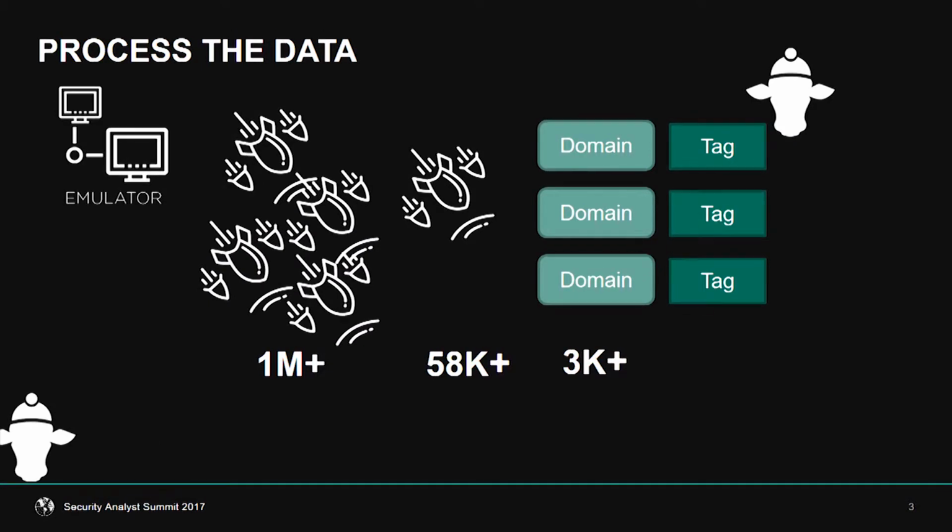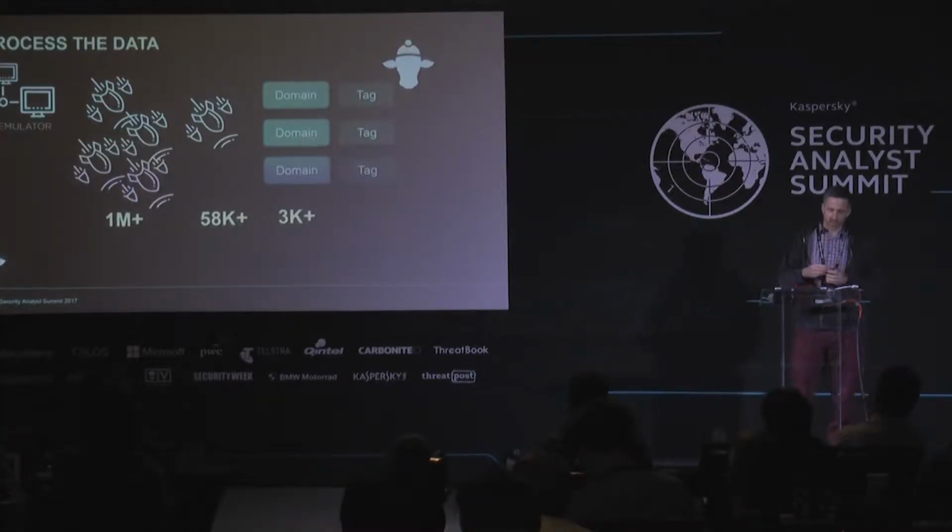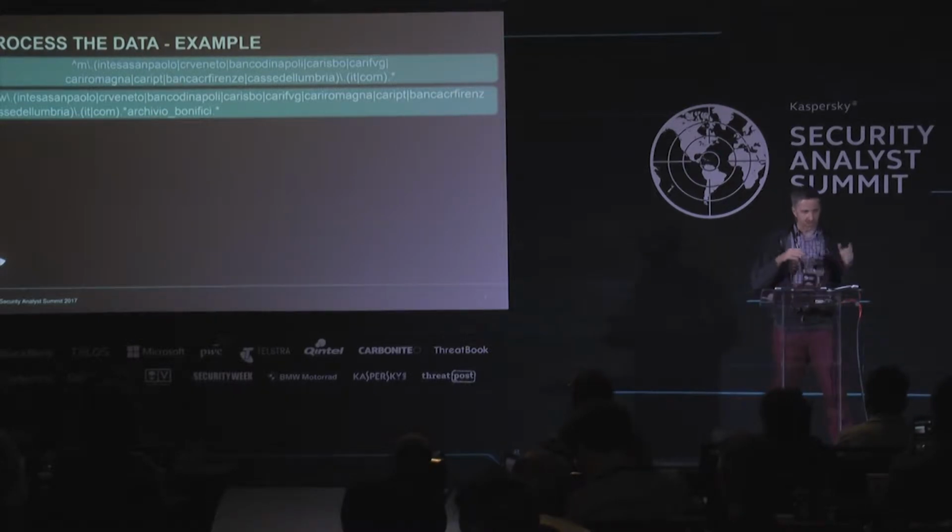So for DDoS targets, the target is an IP or domain. If it's a keylog target, it's a process name. For web injects, it's a URL pattern, which we'll talk about in a sec. And then over the last year, we've recorded more than 1 million instances of targets. We distill that down to 58,000 targets with first seen, last seen dates. Then we extract out the domains.